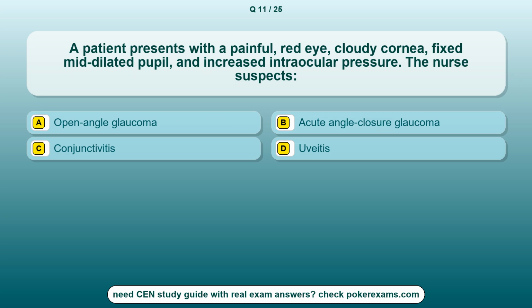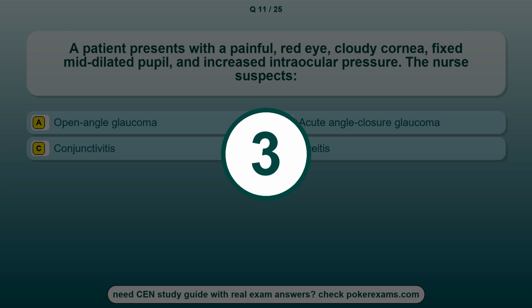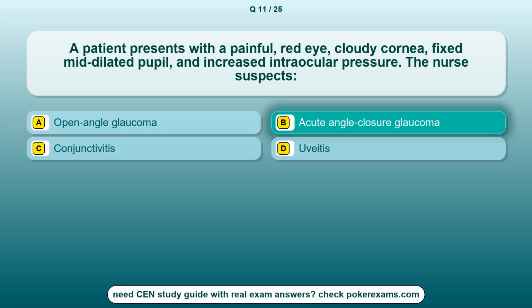Question 11. A patient presents with a painful, red eye, cloudy cornea, fixed mid-dilated pupil, and increased intraocular pressure. The nurse suspects Option A, open-angle glaucoma. Option B, acute angle-closure glaucoma. Option C, conjunctivitis. Option D, uveitis. The correct answer is option B, acute angle-closure glaucoma.